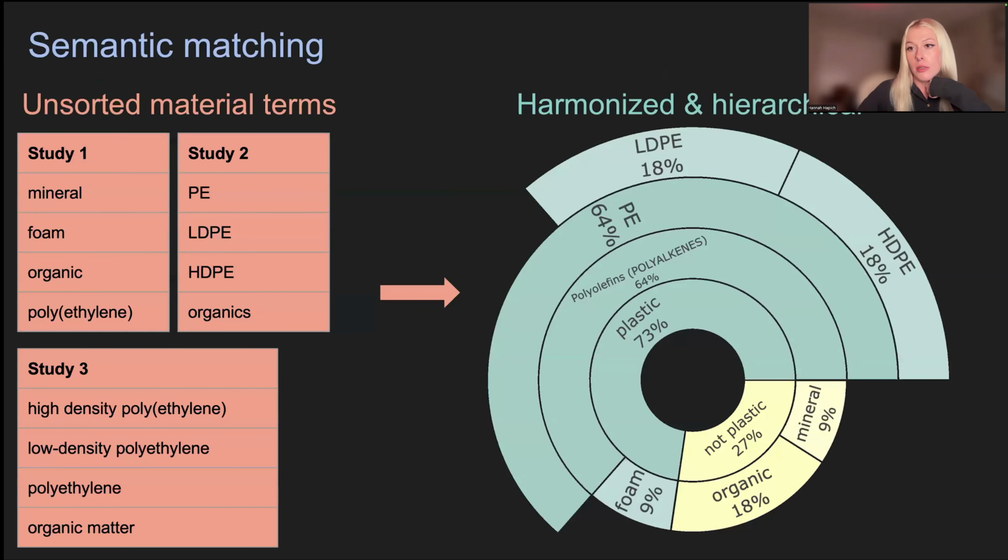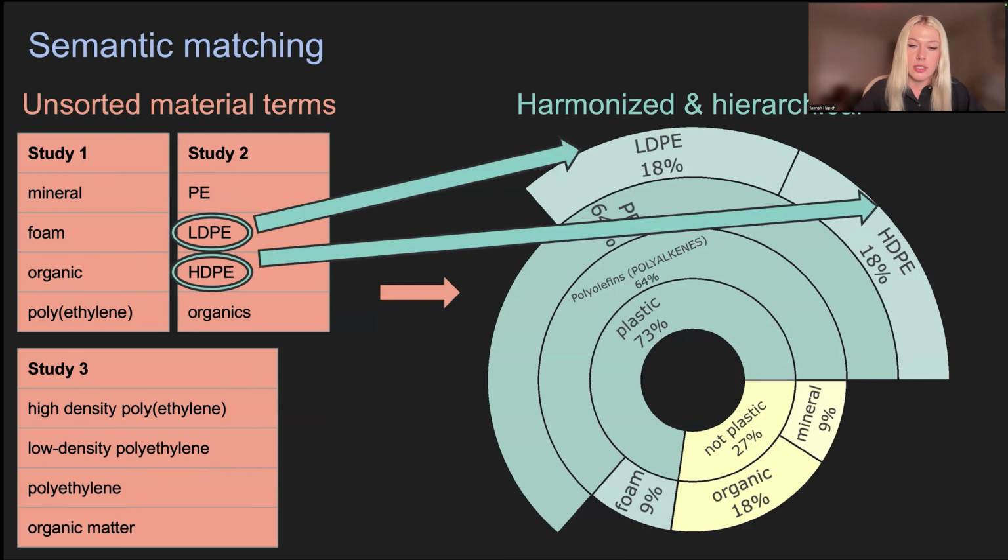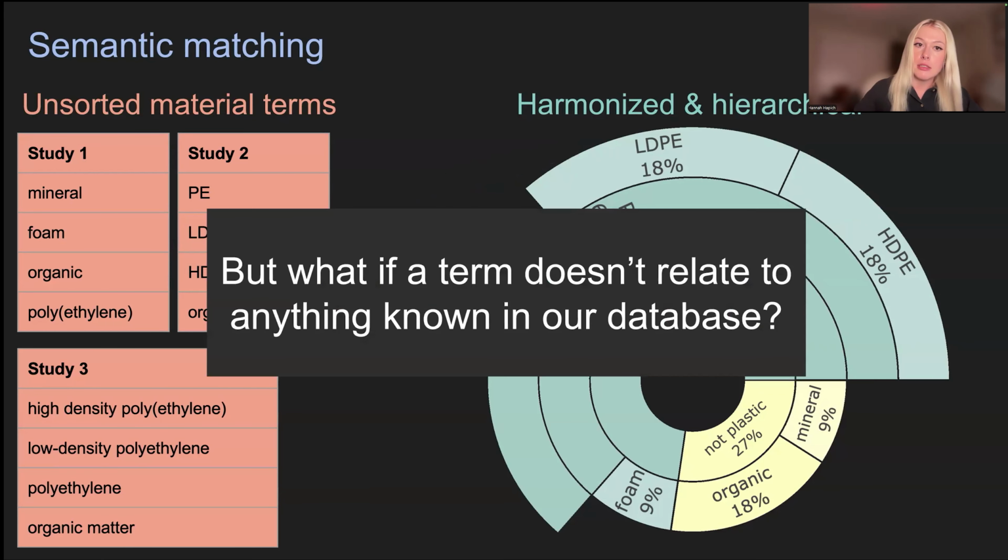So this framework was developed by first assessing the current terminology used in the literature. We looked at around 60 different microplastic studies from different environmental compartments. And then we recorded the terms that they used to describe material and morphology types, and then sorted them in two simple ways. So first we related synonymous terms as shown here with the different ways of denoting polyethylene. Second, we related terms hierarchically, as you can see here, with high density and low density polyethylene being the child term to polyethylene. But what if a term doesn't relate to anything known in our database?